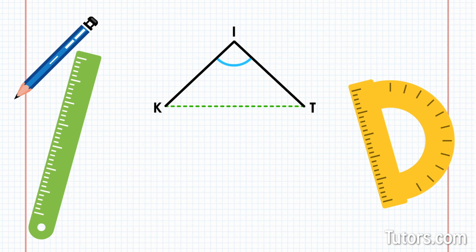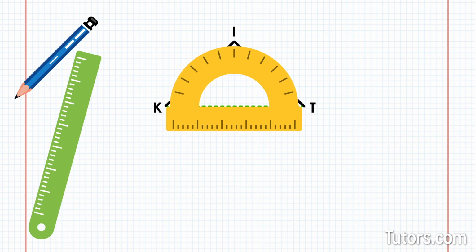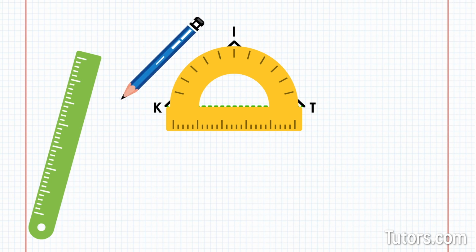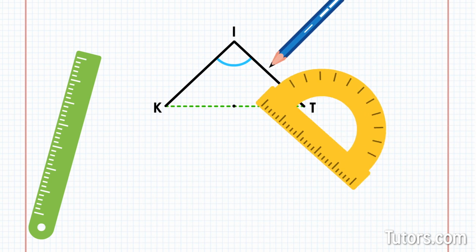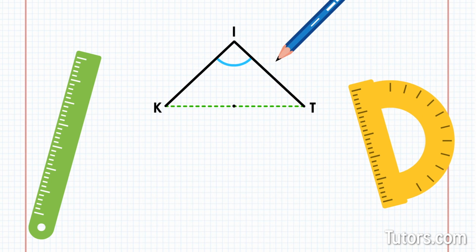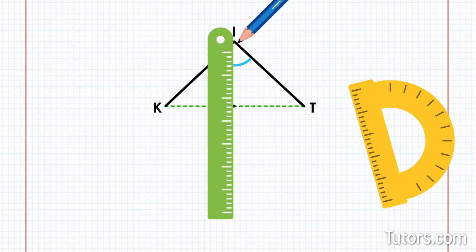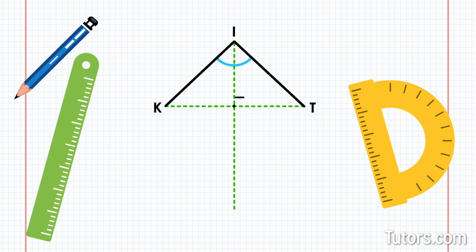Now, use your protractor. Line it up along diagonal KT, so the 90 degrees mark is at angle I. Mark the spot on diagonal KT where the perpendicular touches. That will be the middle of KT. Lightly draw that perpendicular as a dashed line passing through angle I and the center of diagonal KT. Make that line as long as you like.